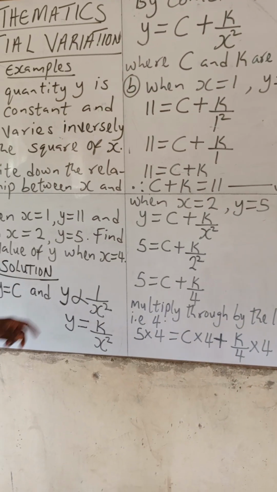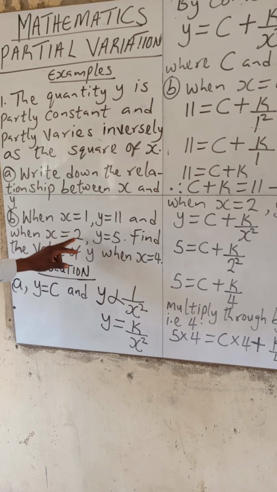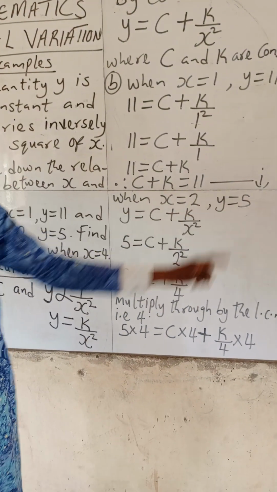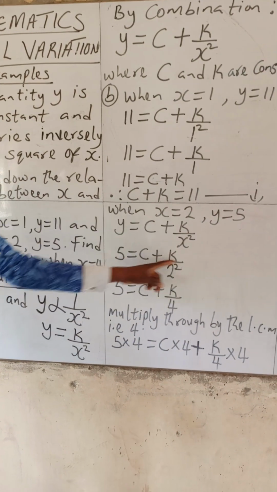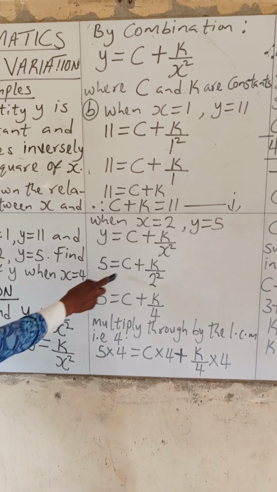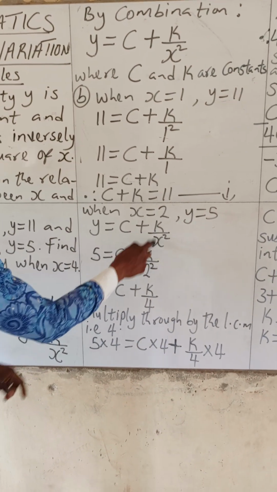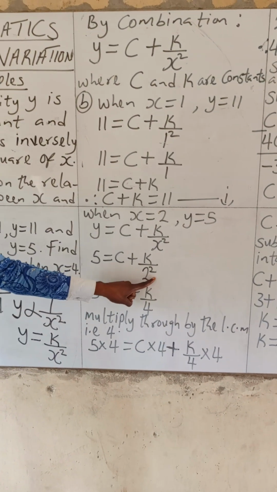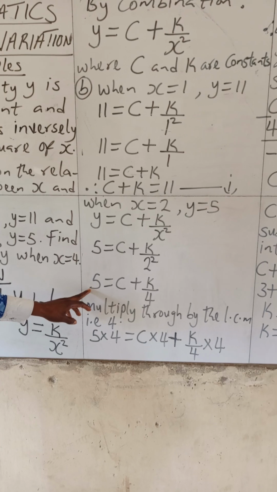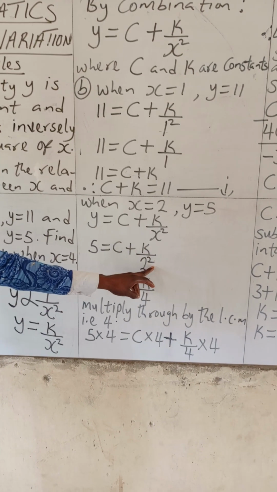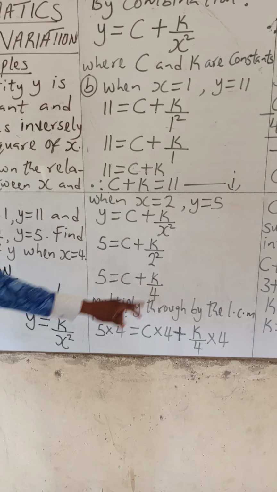So we move to the question again. It says when x equals 2, y equals 5. So we substitute it back into that relationship again. Where we see y, we put 5, equals c plus k divided by, where we see x, we put 2 squared. So now we have 5 equals c plus k over 2 squared, and 2 squared means 2 times 2, which gives us 4.